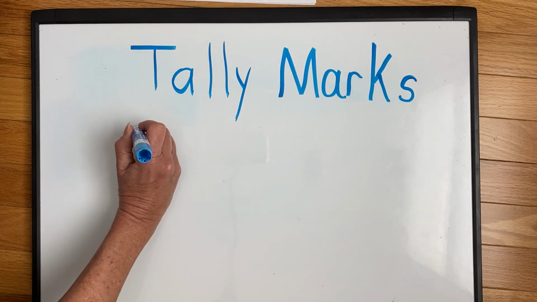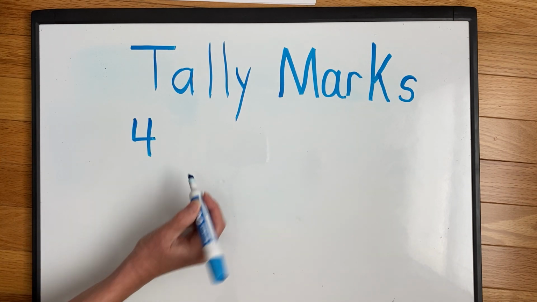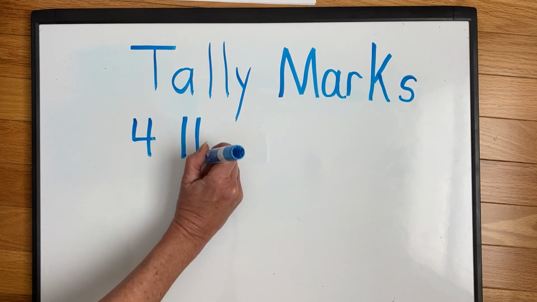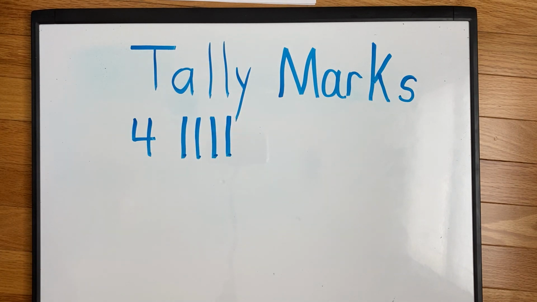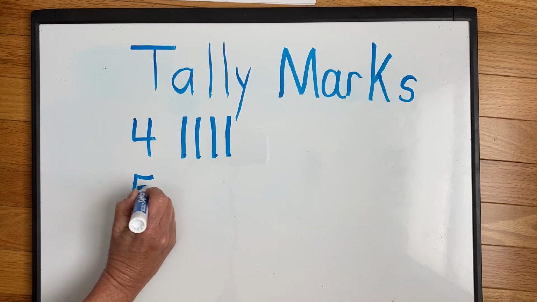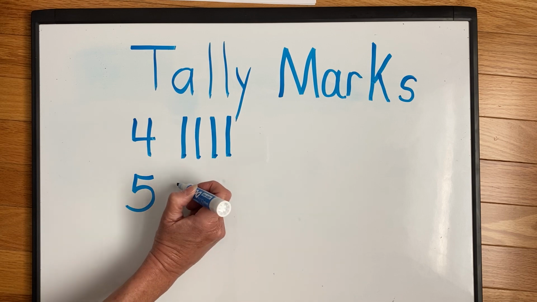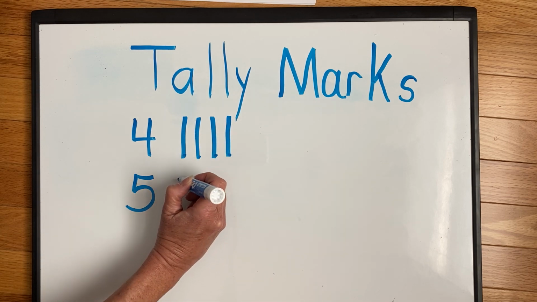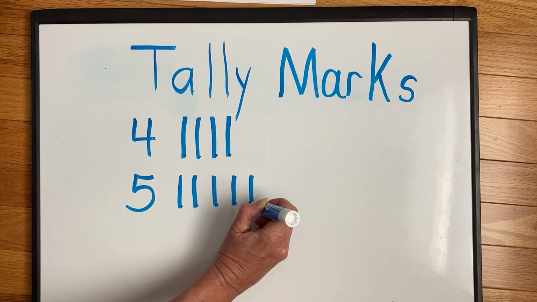Let's say I gave you the number 4. So I'm going to make 4 tally marks. 1, 2, 3, 4. But let's say I decided to add the number 5. Something changes on the 5th tally mark. Do you remember what it is? That's right. We do not make another vertical line. Let's count 5. 1, 2, 3, 4, 5.